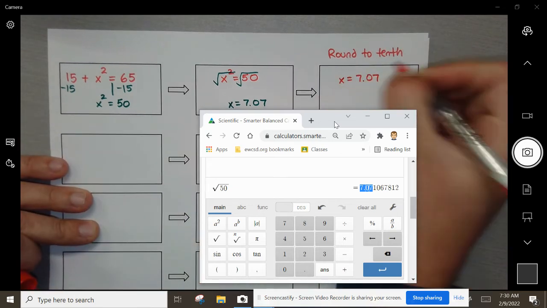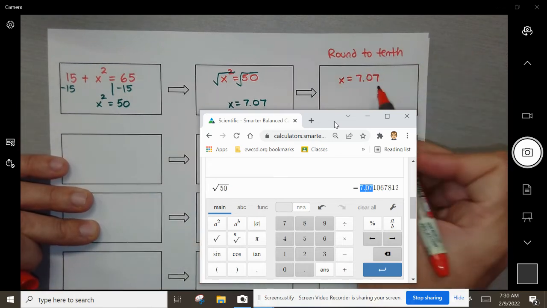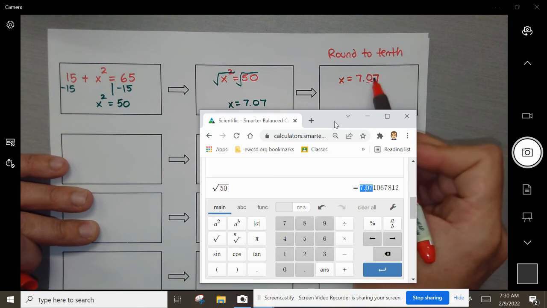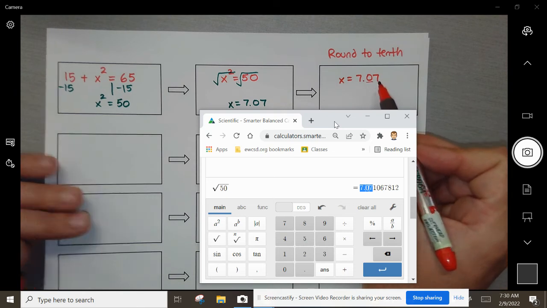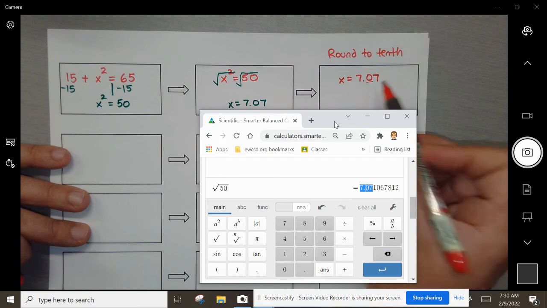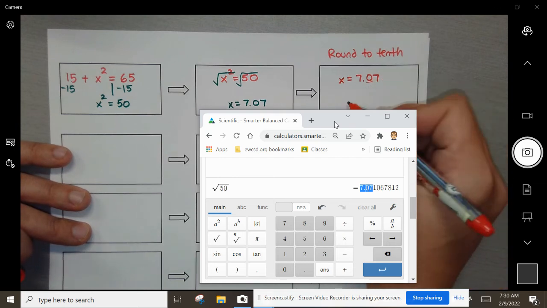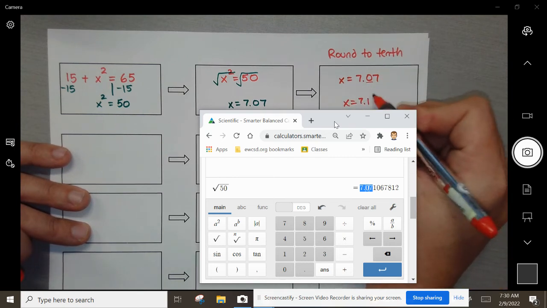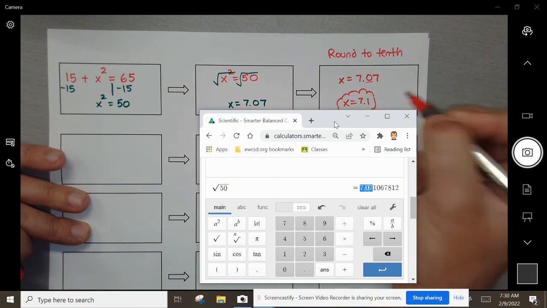But remember, it says round to the 10th. Our 10th value is here. So we're going to look to the right of it. 5 or more, let it soar, or 5 or more, raise the score. You remember, 4 or less, let it rest, okay? We're going to raise the score, so your final answer is going to be 7.1. All right, you guys? Great job.